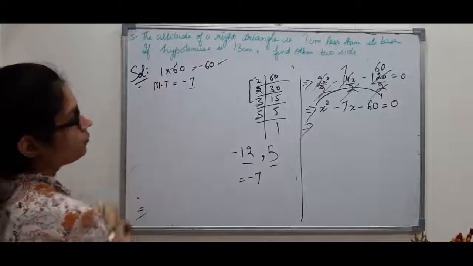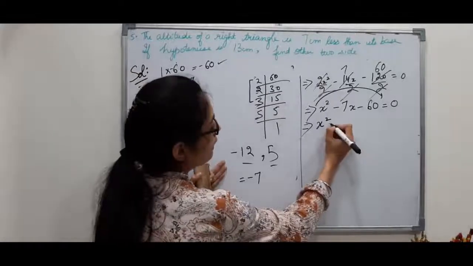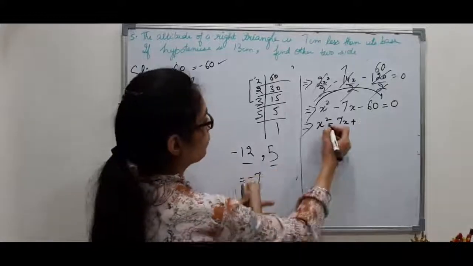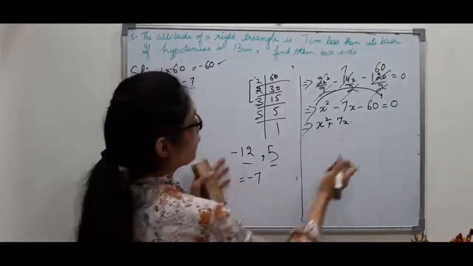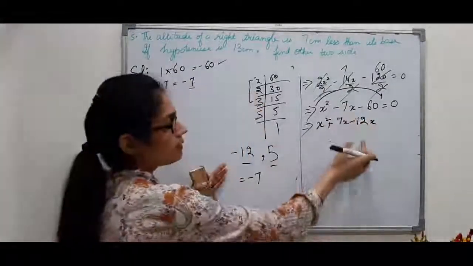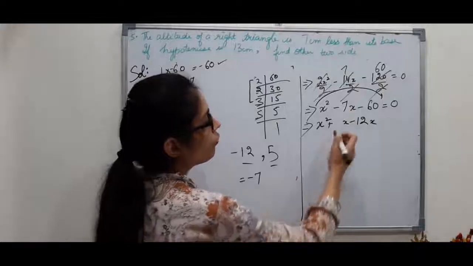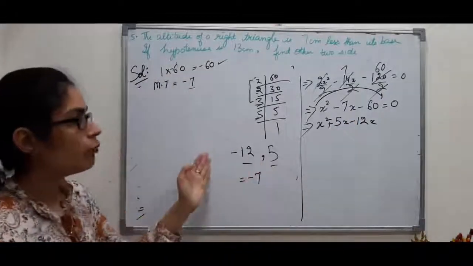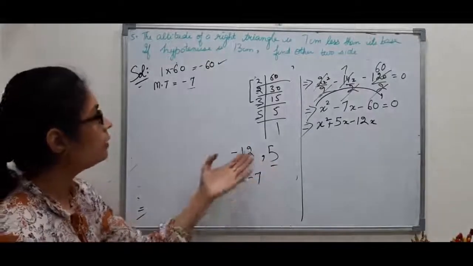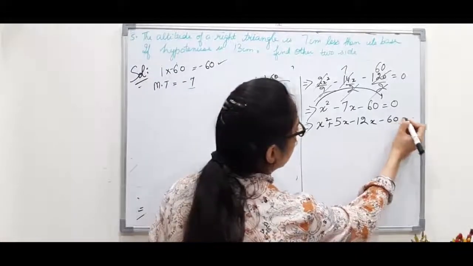So let's write these two numbers in place of minus 7. So we can write x square plus 5x minus 12x. See, this minus 7x we have just split in the form of plus 5 and minus 12, because on multiplying these two numbers I will get minus 60 and on adding them I will get minus 7. So that's why I have chosen these two numbers.